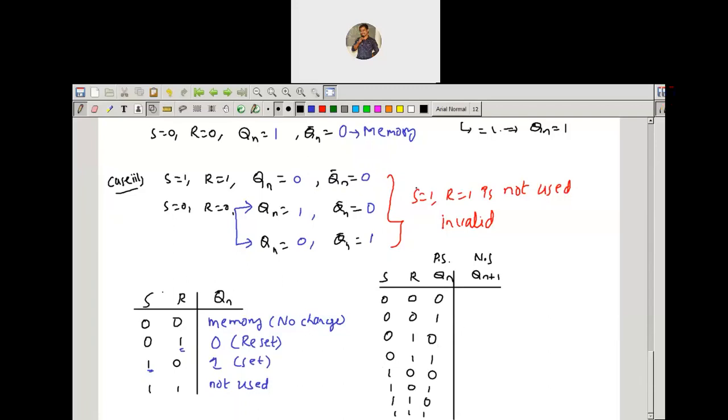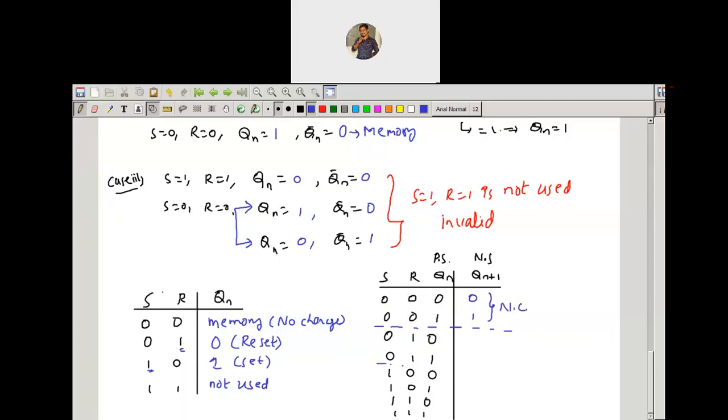So in this case, what is the next state here? What about the 0 0 case? When you give S equal 0, R equal 0, what is the output? The output is going to be the memory case, with no change in output. The next state will be the same as the previous state, that is, Qn plus 1 will be equal to Qn. So the same 0 will appear here, the same 1 will appear here. This is the memory case, no change in output.